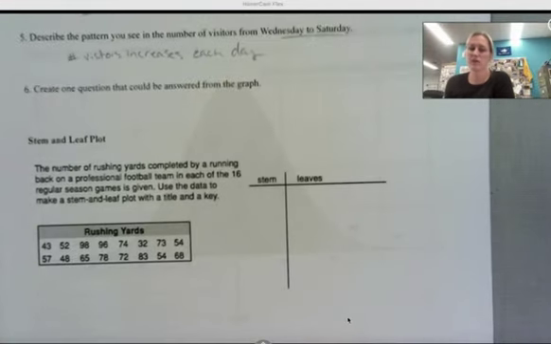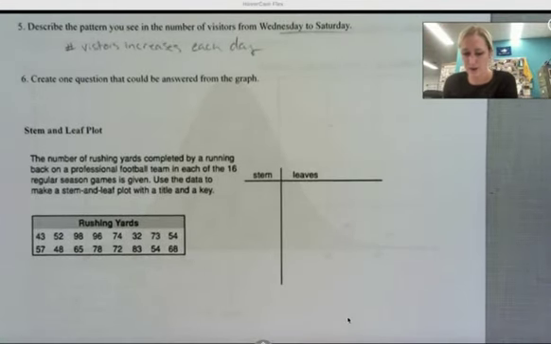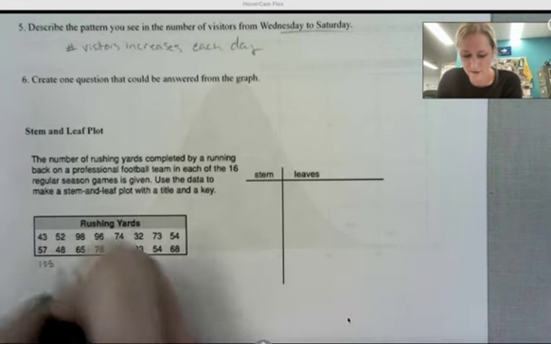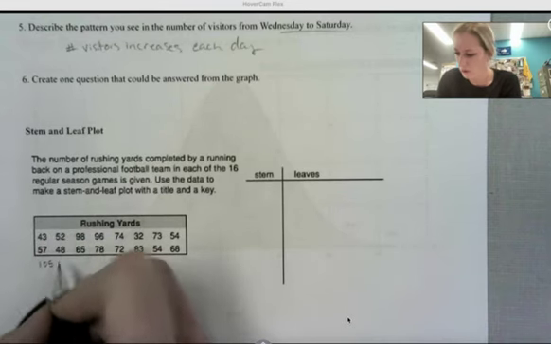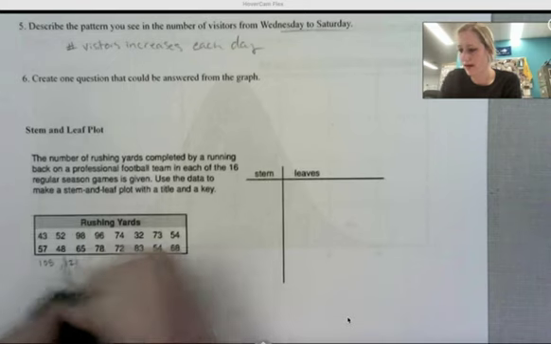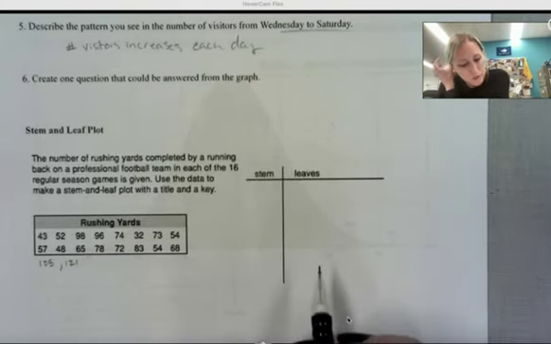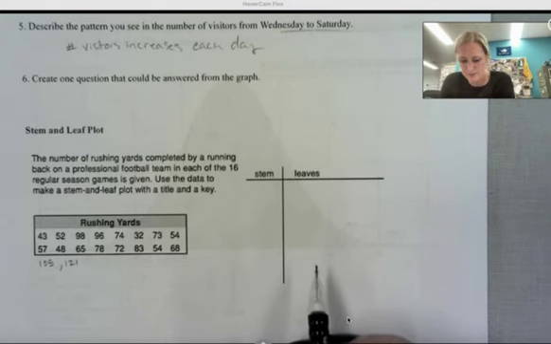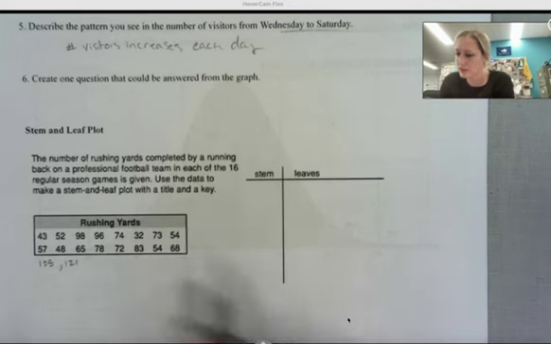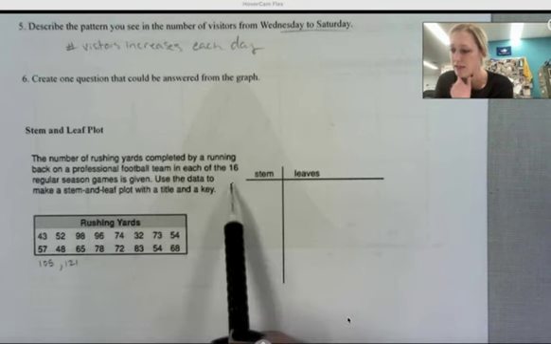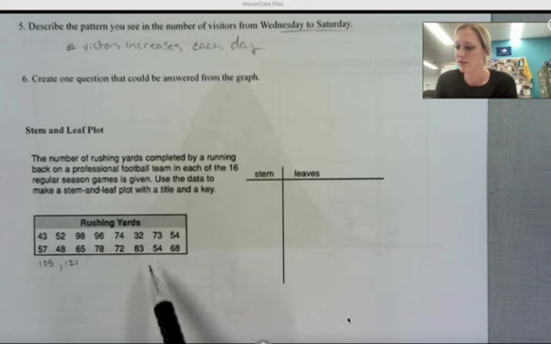Okay, last thing here, you guys, is a stem and leaf plot. This is another way we can represent data. Okay, so what we're going to do is add 2 more numbers here. We're going to add 105, you guys, and 121, because I want to show you what happens when we have those numbers. So include these 2 numbers in your data set. Basically, we have the number of rushing yards completed by a running back on a professional football team in each of the regular season games.